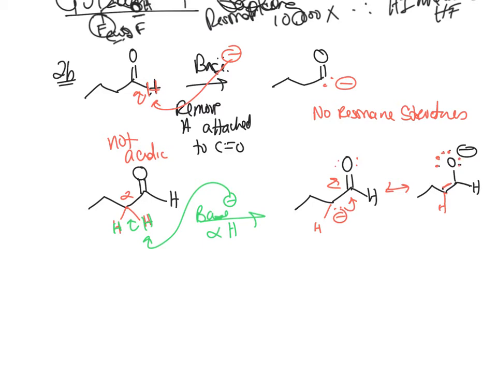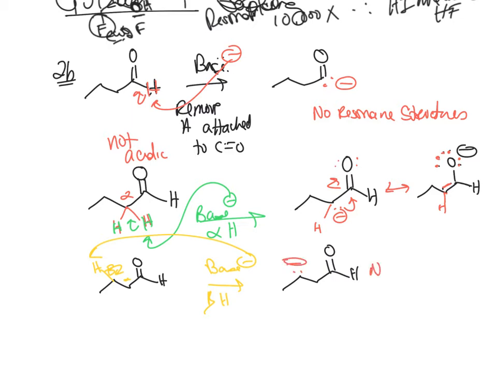Okay, and if we remove the beta hydrogen, this is your alpha, here's your beta. Let's draw the hydrogen in. No resonance structures.